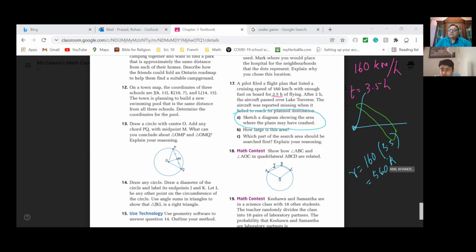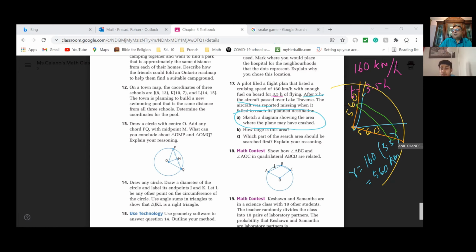On each side. And you know which area to search for, because it has to be from where it started, and where it has gone. So that becomes the circle. And where you should be looking at, sketch the diagram showing the area where the plane may have crashed. So it is anywhere in this area. Is that clear to you?